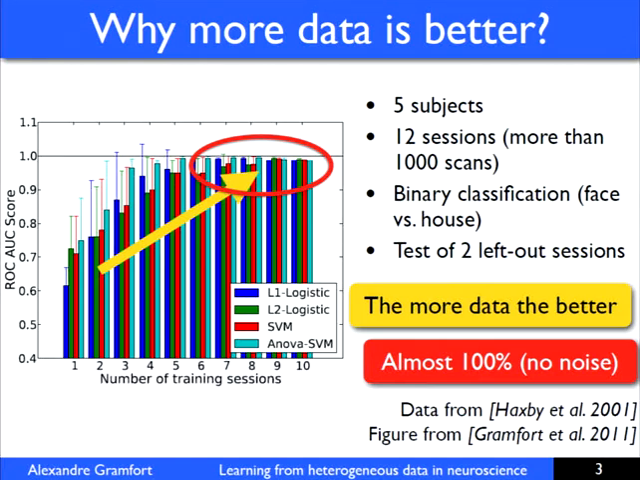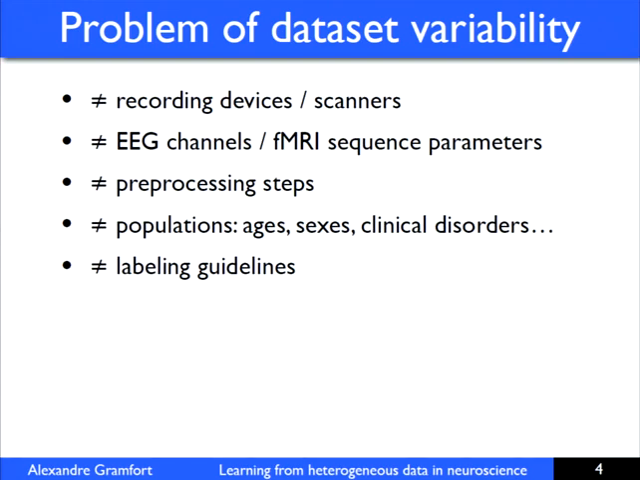So to see this, let's see what the problem can be. Let's say we want to increase the sample size, so we want to augment the number of points that we have access to for training. But usually when we try to do this, you may end up pooling data sets which are coming from different devices, different scanners. If you pool EEG data sets, maybe you have different channels, fMRI sequences, or maybe you pool data sets that have been pre-processed in a different way. You have different populations for ages, different sex, clinical disorders. And sometimes you also have the clinicians, the medical doctors that have annotated the data, who have been given different instructions to put the labels.